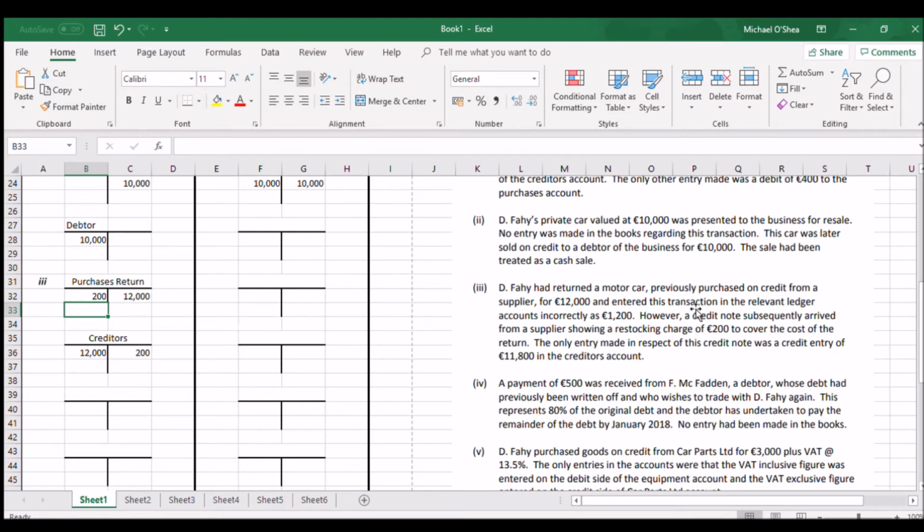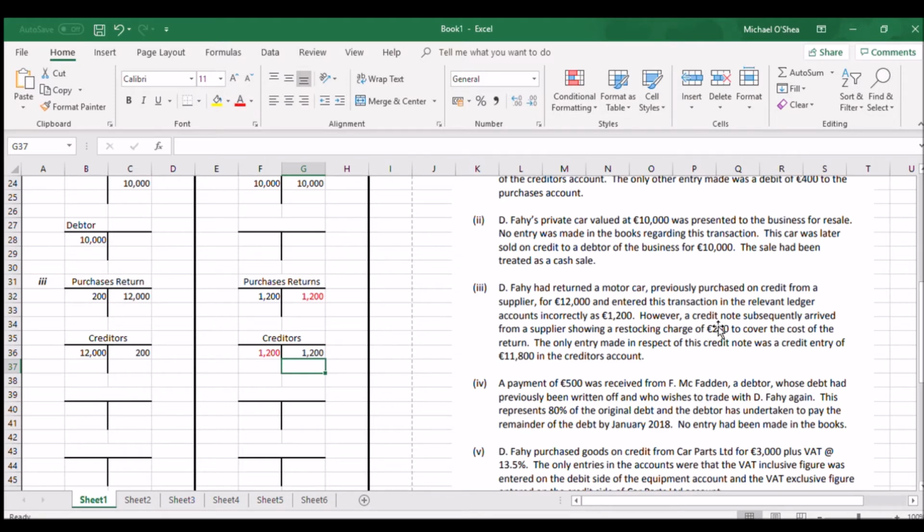What did happen? Well, this had been entered into the accounts incorrectly as 1,200. So it had been entered into the correct accounts, just with the incorrect figure. It should have gone on the credit side for 12,000, but it actually went in for 1,200. The second account is creditors. It should have gone in on the debit side for 12,000, but it actually went in for 1,200. So how do I cancel both of those figures? I put 1,200 on the opposite side.